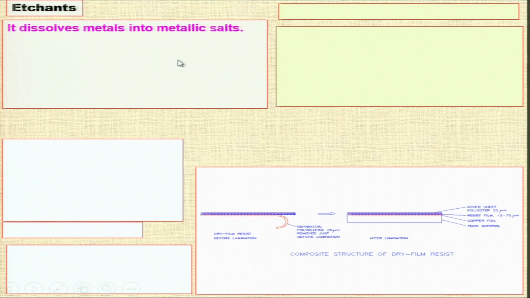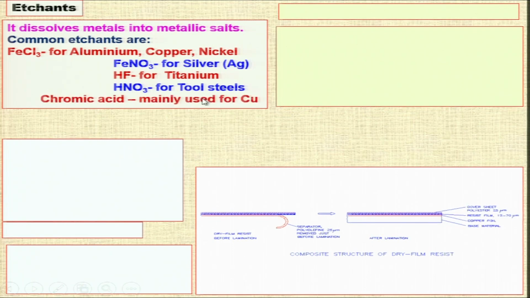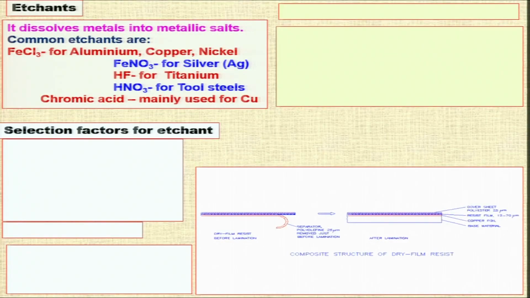Etchant dissolves metals into metallic salts. Common etchants are here. We have seen already this in the other slides. FeNO3 for silver, HF for titanium, HNO3 for tool steel, and chromic acid mainly used for copper. So different metals require different kinds of the etchant. So it is not necessary that each material or metal can be photochemically machined. You have to have proper etchant for that purpose, and proper maskant also for that purpose.